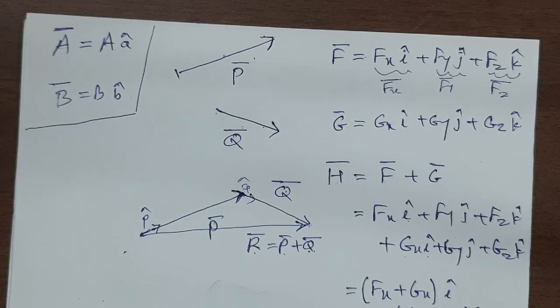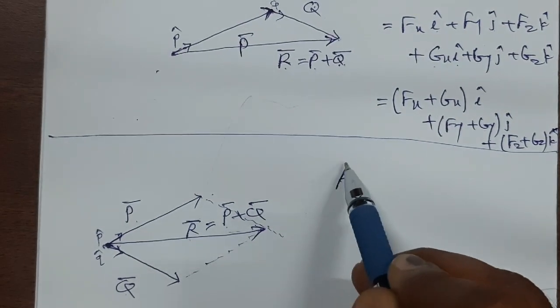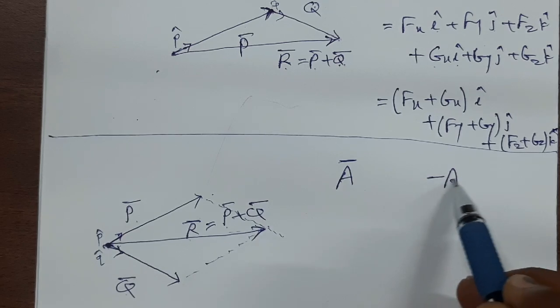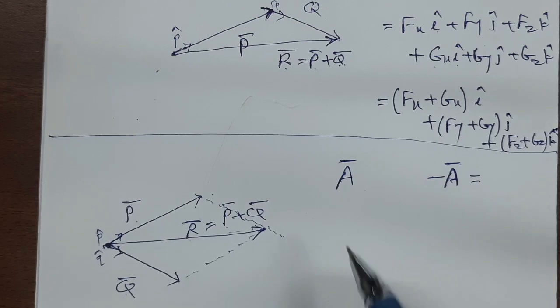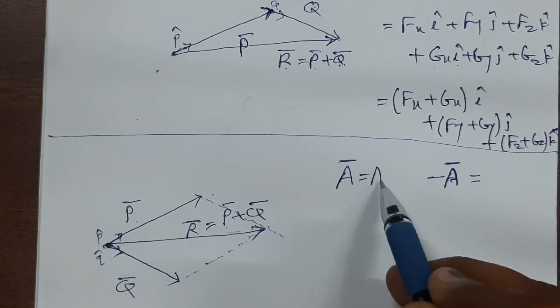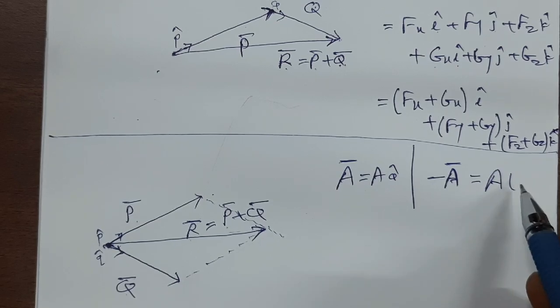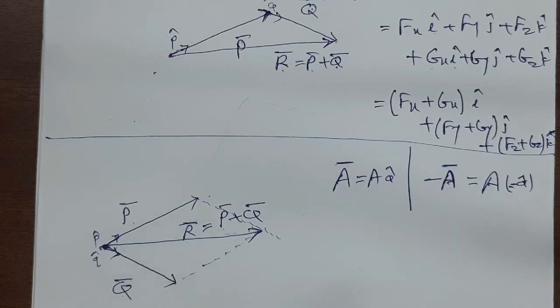Subtraction is nothing but addition of its complement. Now what is the complement of the vector? Suppose A bar is there, and if I have to write minus A bar, that is the complement of this vector, I just have to change the direction of this vector. Therefore, if A bar is A into A cap, then minus A bar will be A into minus A cap. Only there is a change in the direction. Direction is to be flipped.